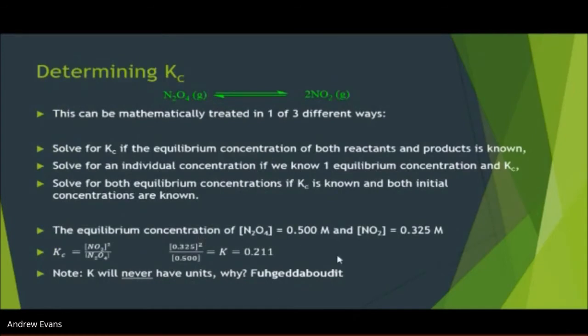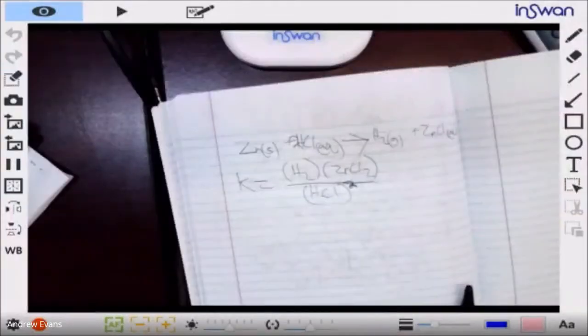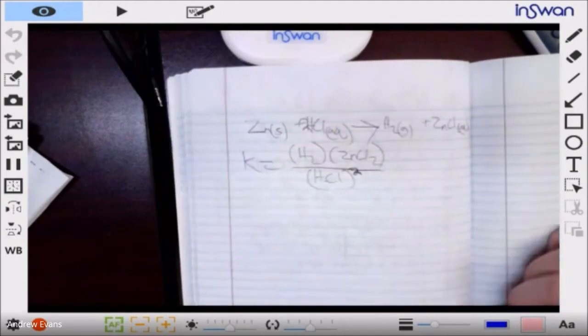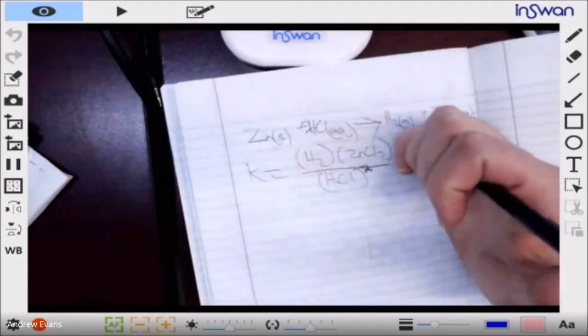Before we do that, I'm going to show another example. Let's go back to the doc cam, because we're going to get to this example a little bit later. But just a quick conversion.